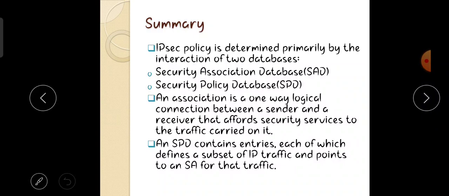And we discussed IP traffic processing. That is, IP security is executed on a packet by packet basis. For each outbound packet, the packet is processed by the IP security logic before transmission, and each inbound packet is processed by the IP security logic after reception and before transferring the packet content to the next layer. So that is all about IP security policy.